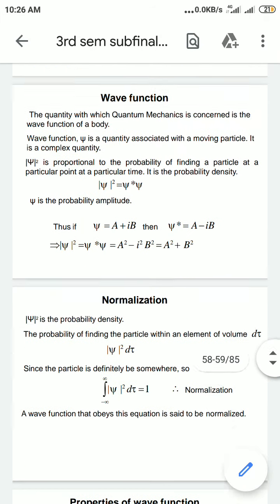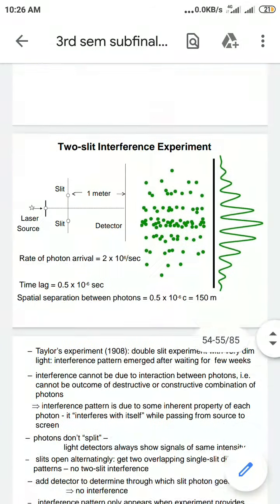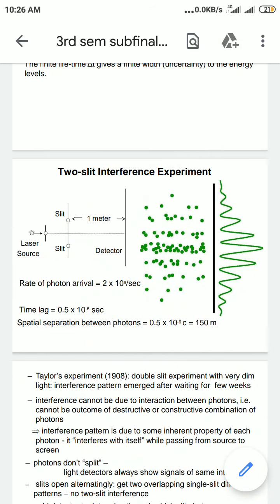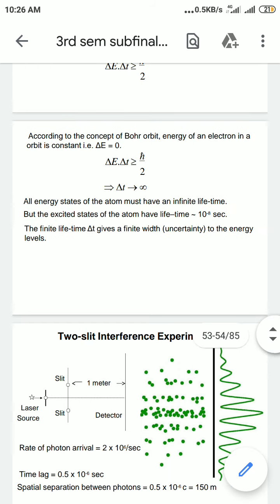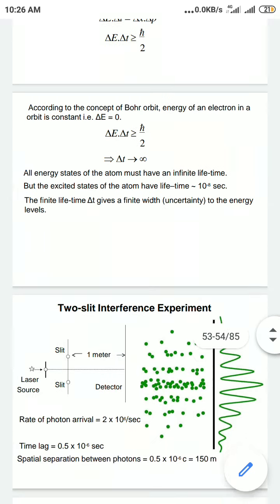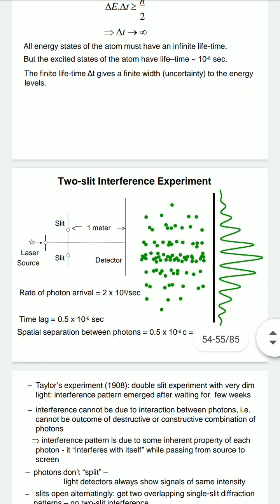Let us start today's class. It is about quantum mechanics. We are going to check the introduction of quantum mechanics. First, we will study the two slit interference experiment, that is Young's double slit experiment.